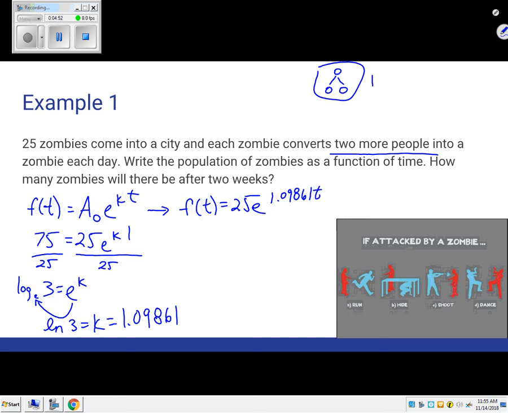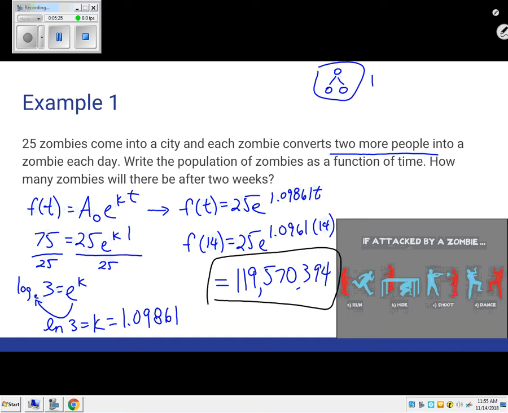So to answer the second half of this question, if I'm wondering how many zombies I'm going to have after 14 days, all I need to do is plug in 14. And after I plug 14 in for t, oh man, these zombies blew up in 2 weeks. So 119,570,394 would be what it would be rounded to the nearest person. Like I said, 2 answers on this. I'm going to put this one, and I'm going to put this whole equation. So make sure you get those 2 boxed in so I can find them.